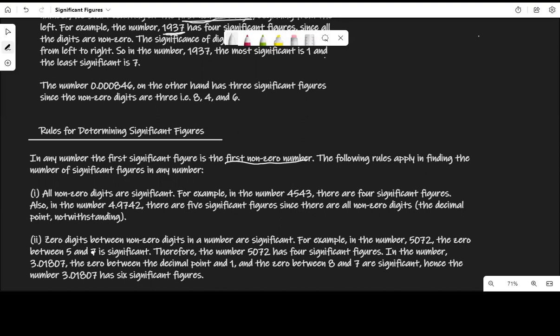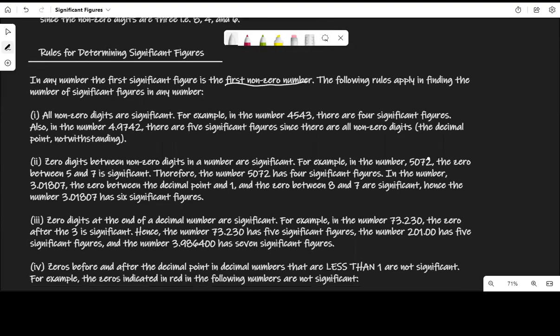Then rule number 2 says zero digits between non-zero digits in a number are significant. What does that mean? Look at this number. We have a 0 here, which is between non-zero digits. So this 0 is significant, even though we started counting at the first non-zero digit. Any 0 between non-zero digits is also significant. So in this number 5072, this 0 here is a significant figure. So this number as a whole has 4 significant figures. That is what this is talking about.